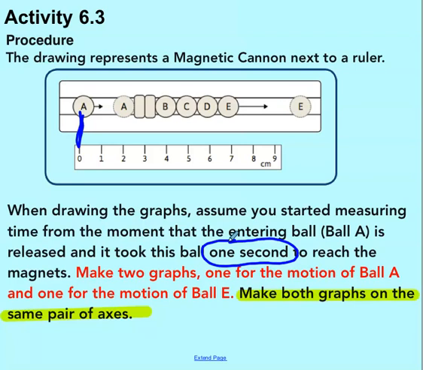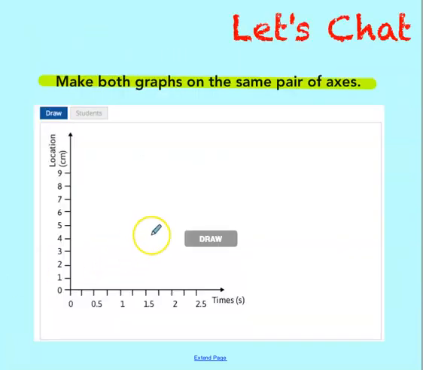So we're going to make 2 graphs today, one for the motion of ball A and one for the motion of ball E. And you're going to make both graphs on the same pair of axes. And so when you look at your book, so you should be in your book, really the only thing you need to do for the drawing is you're going to have to click draw, and you're going to draw in your graphs here. Now you do have some making sense questions later on that you're going to have to do. But to begin with, we're going to focus on this.